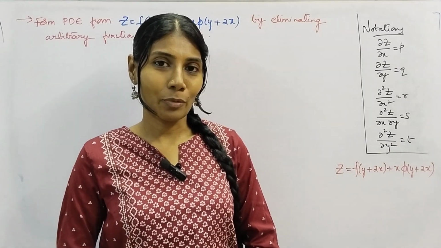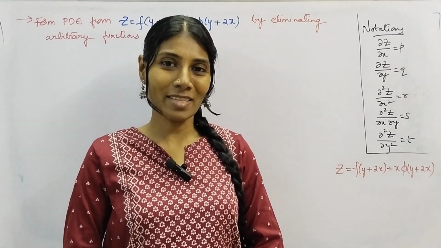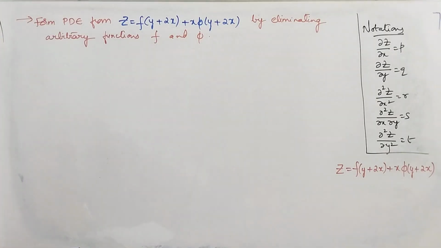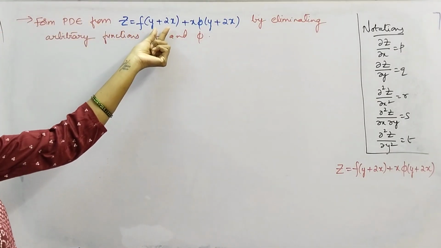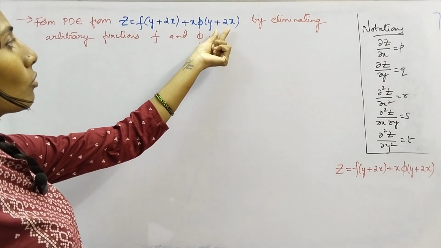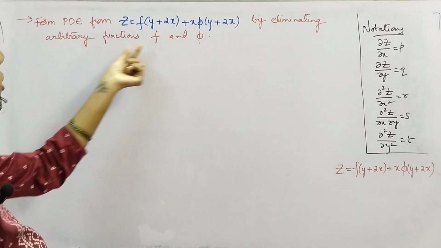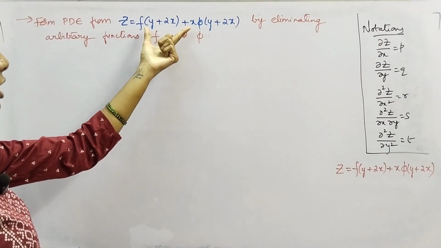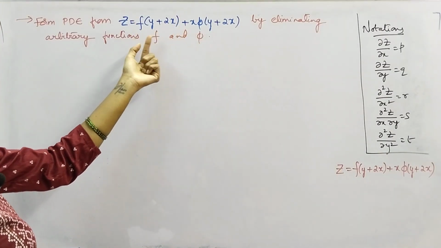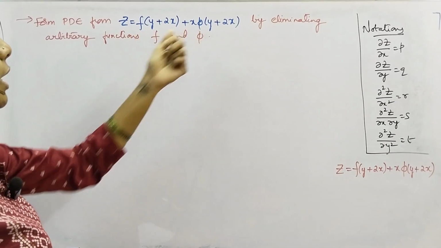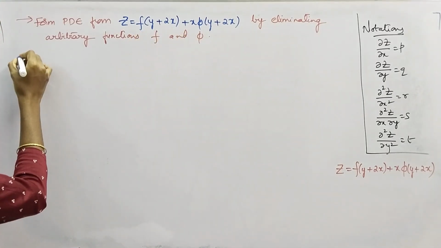In this video, we're going to see a problem from partial differential equations. So let's get going. Form a partial differential equation from z equal to f of y plus 2x plus x into phi of y plus 2x by eliminating the arbitrary functions f and phi. We are given a relation and we are asked to form a partial differential equation by eliminating f and phi, which are arbitrary functions. So let's see.